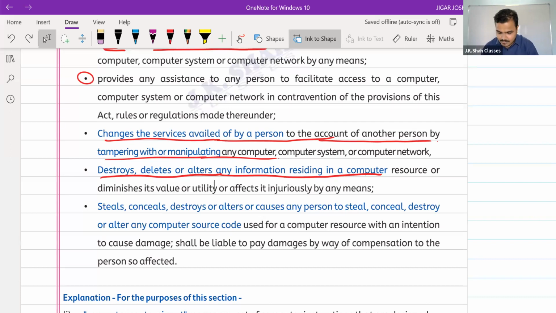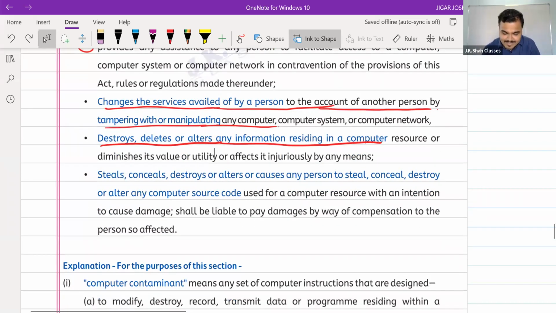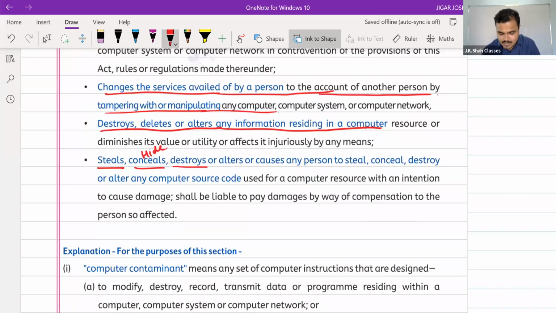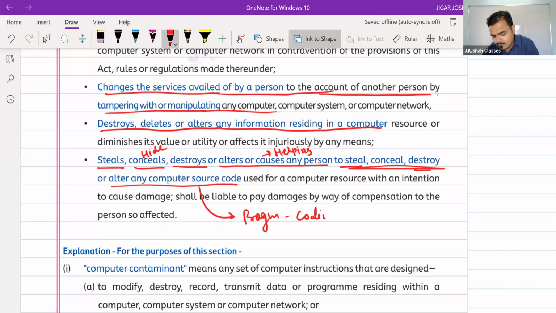And last but not the least, anyone who steals, conceals, meaning hides, or destroys, or alters, or causes any person, meaning helping any person, to steal, conceal, destroy, or alter computer source code. Computer source code refers to programming code. If you destroy or delete anyone's program coding, because that person is a software developer and was developing software, and you introduced a virus or did something by which you can delete his entire coding, then that is also a punishable offense. Understood? Yes, sir.